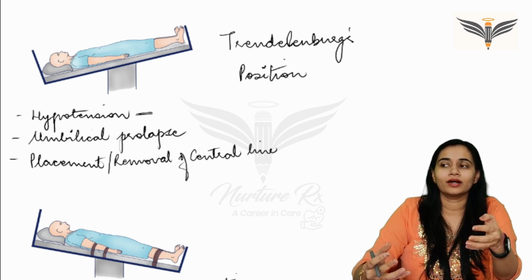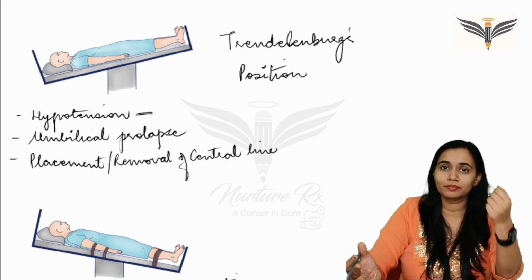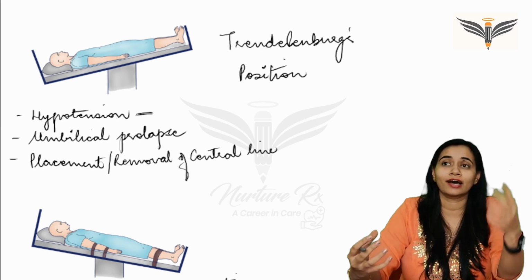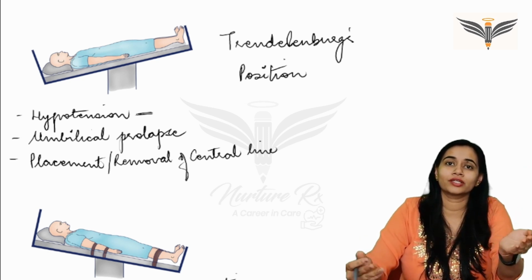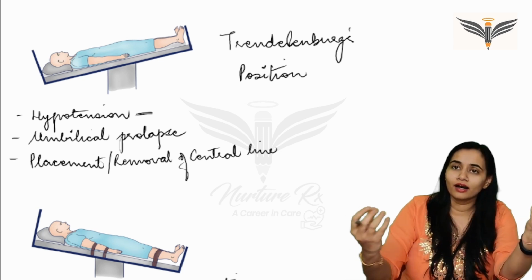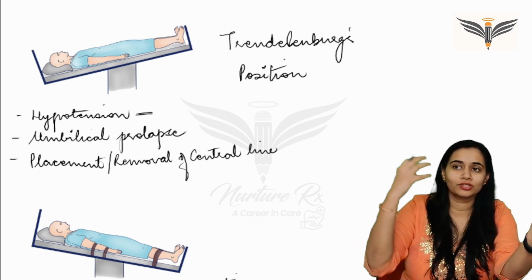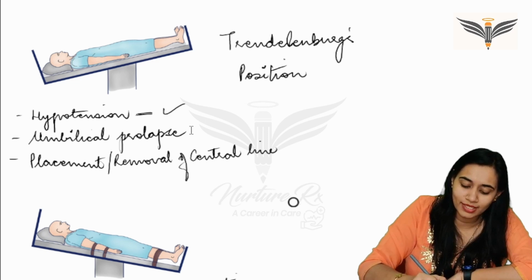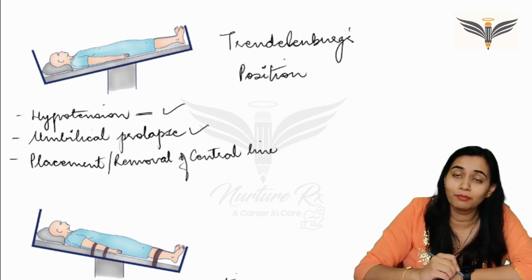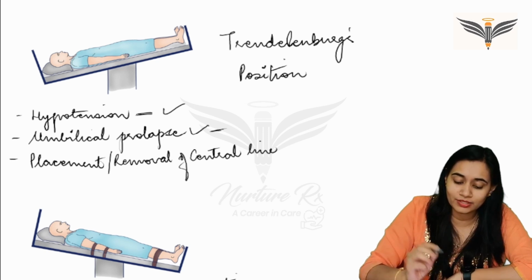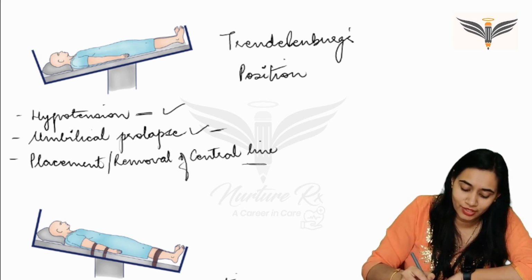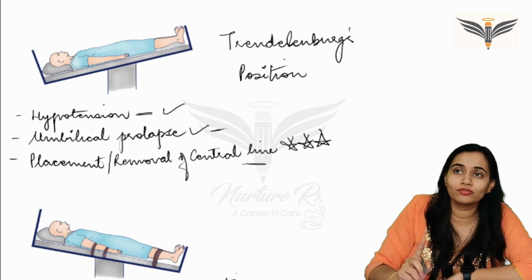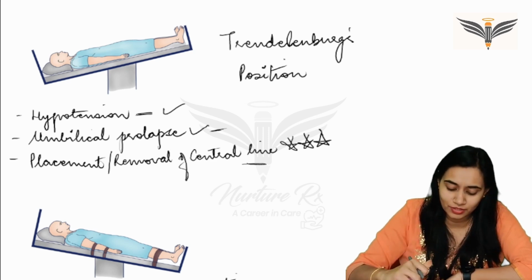Whereas the other example of putting the patient on Trendelenburg position is when after a blood donation, suppose the patient faints or the patient is having a vasovagal reaction. At that point also the donor is put in the Trendelenburg position, so the venous return increases and there is more blood supply to the brain, so that the patient comes out of that vasovagal spell. So first is hypertension. What is the other? Your patient is pregnant and she is having umbilical cord prolapse. In that case, you are going to place the patient in Trendelenburg's position. And the last one is for placement or removal of central line. This you have to remember.